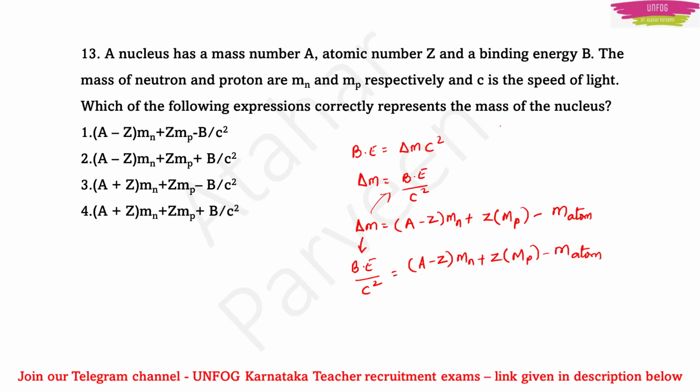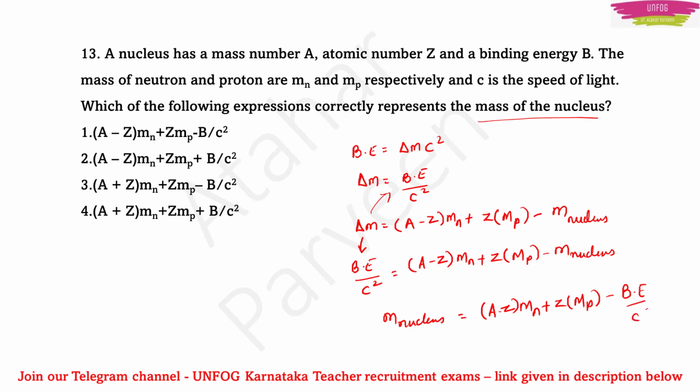They are asking you to find the mass of the atom or mass of the nucleus, because if I write nucleus here, that is also valid because I am neglecting electrons, right? I can write nucleus here because I am not using mass of electrons. In both cases, while I am writing mass of atom also, I am not including the mass of electrons. I am neglecting that. Anyway, now mass of the nucleus, if I put it in the left hand side, what will be my answer? It will be (A minus Z) into Mn plus Z into Mp minus binding energy upon c square, right?